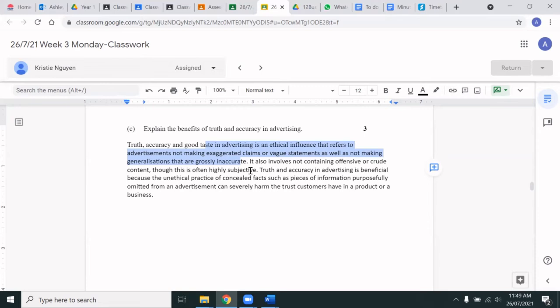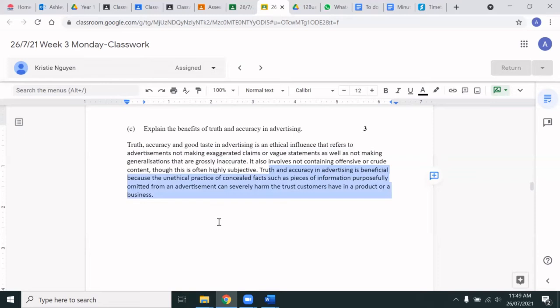Truth and accuracy in advertising is beneficial because the unethical practice of concealed facts, such as a piece of information purposefully omitted from an advertisement, can severely harm the trust customers have in the product or the business. Yeah, look, I'll look at what the marking criteria says. It's good, but it's just a little bit brief.